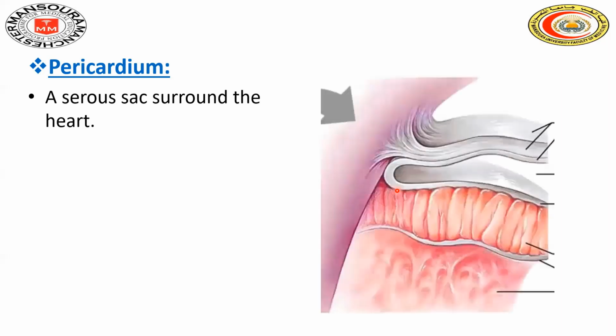Let's start by discussing the pericardium. As we mentioned, it is the outer covering. It is a serous sac which surrounds the heart. So it is the outer covering of the heart from outside.